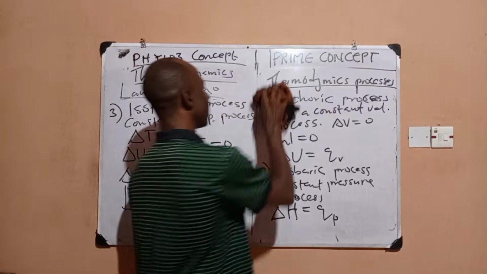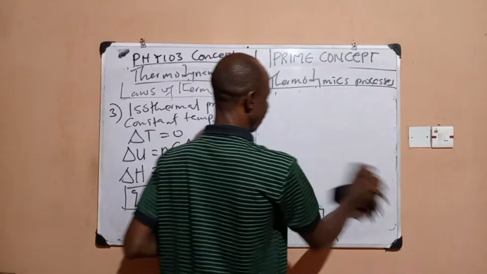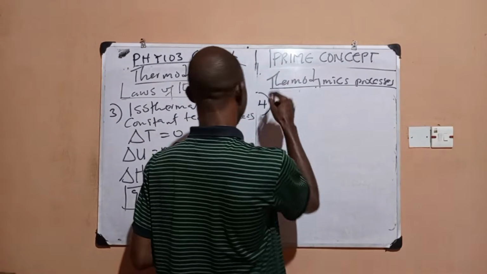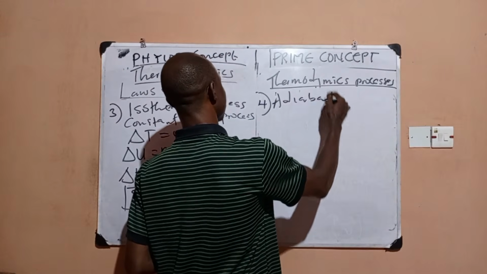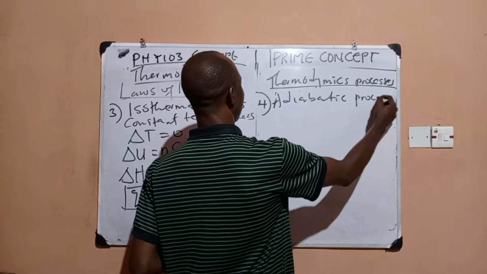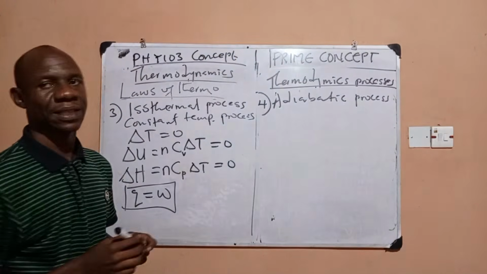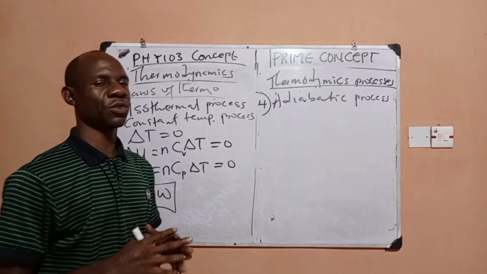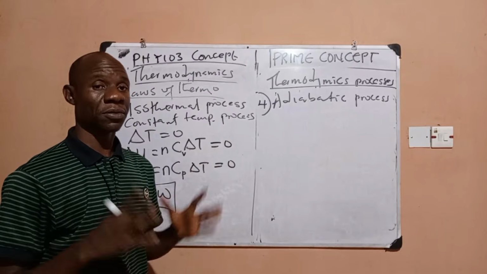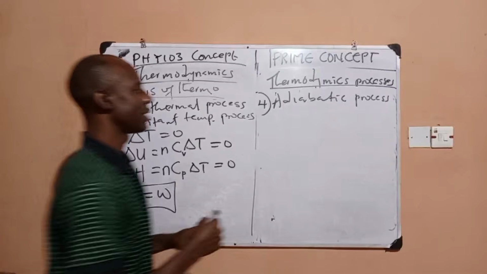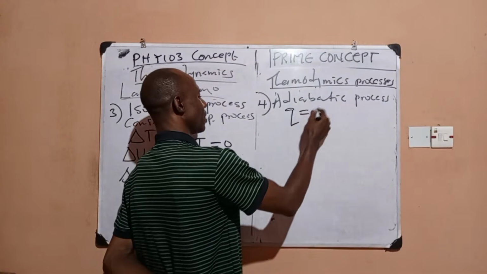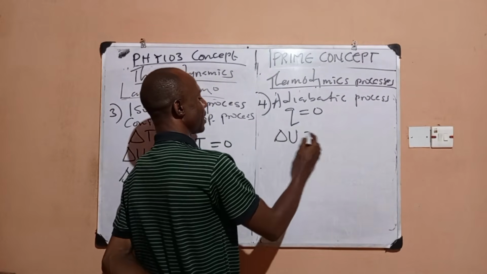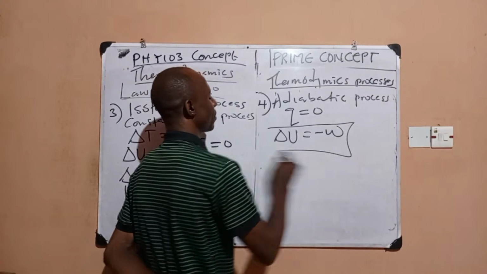Yes. And then the fourth and the last one, number 4 process, is what you call the adiabatic process. An adiabatic process is a process that does not involve heat transfer, or you can say heat transfer is 0. So for an adiabatic process, Q is equal to 0. And if Q is 0, it means that change in internal energy is equal to minus work done.